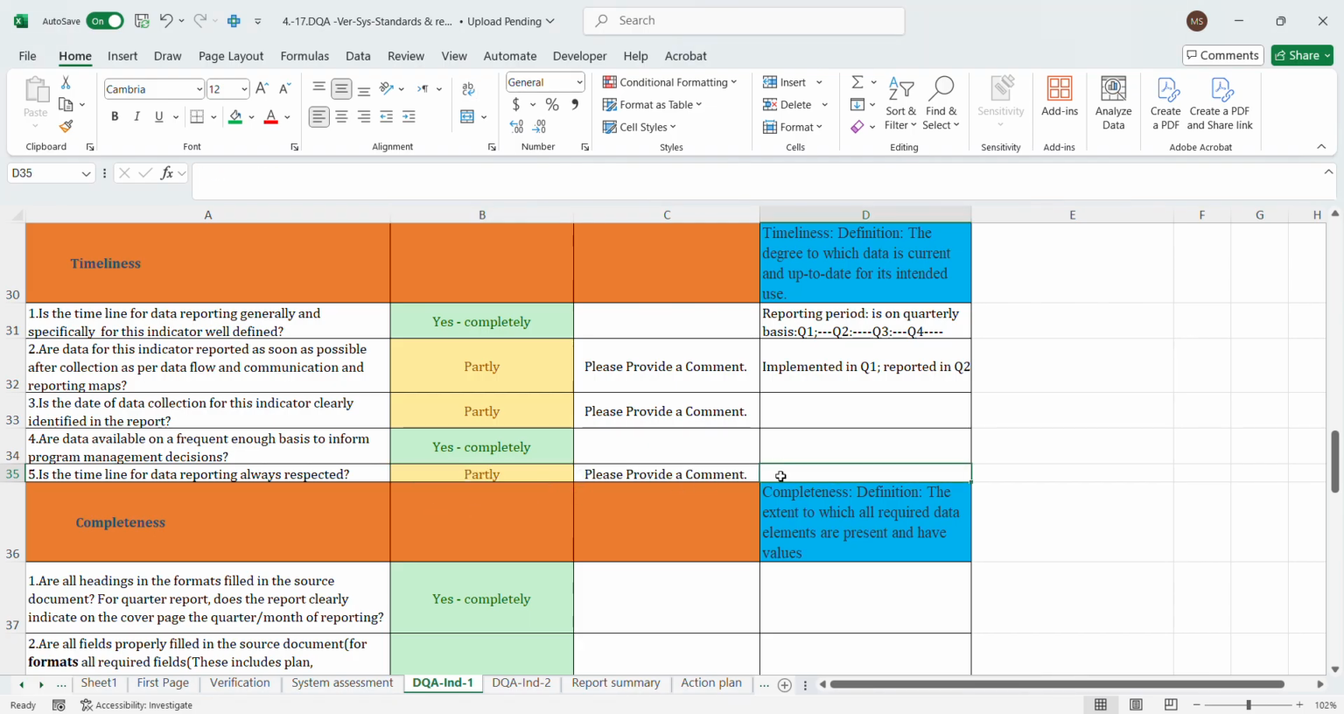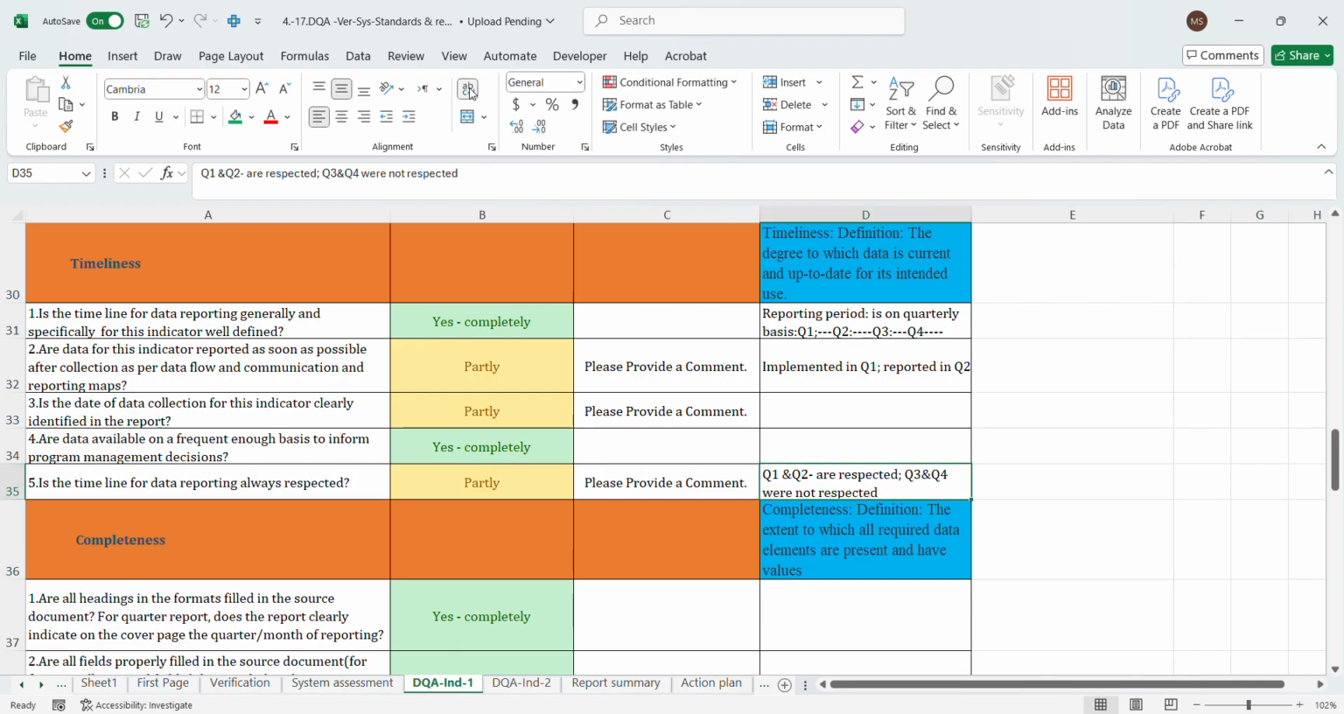For example, we can say quarter 1 and quarter 2 are respected. In this case, the reports were coming in as per the standard. Quarter 3 and quarter 4 were not respected. So we can write something like that. I'm using the wrap text, which is recently introduced.